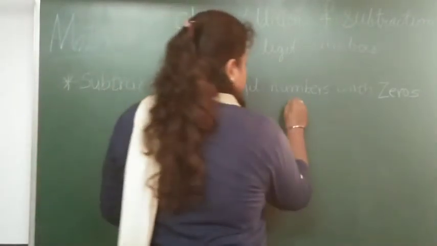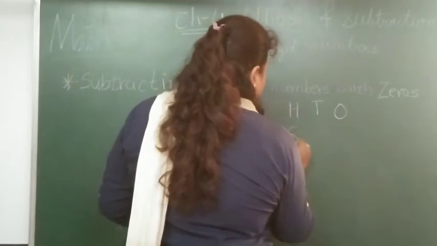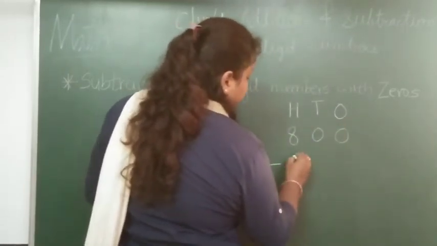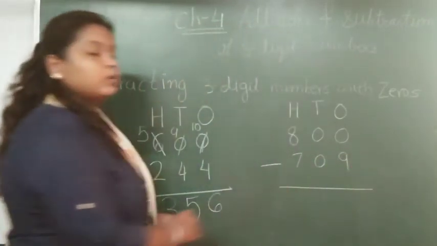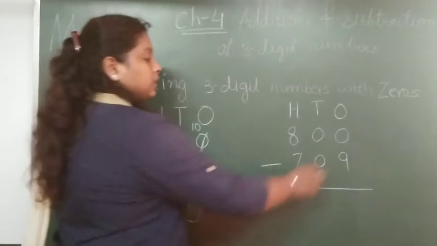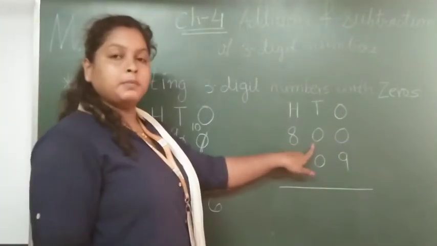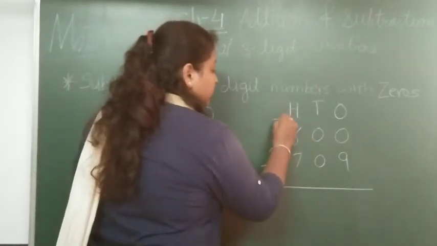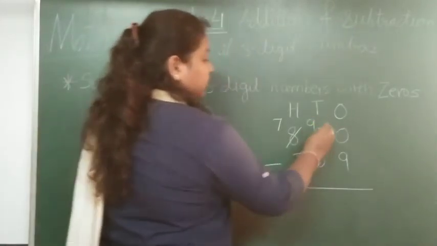Okay. The next, hundreds, tens and ones. Here I will write 800. From that you have to subtract 709. So what you have to do in this? 0 minus 9 is not possible. You will go to this number. There is also 0. We move to the next number. Write the number before it. Here you will write 9.